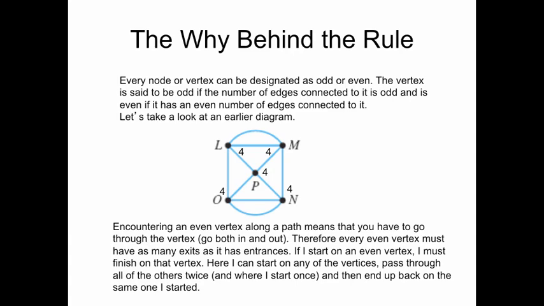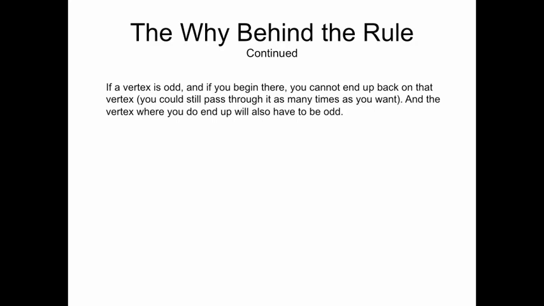Let's take a look at another situation. If a vertex is odd and you begin there, you cannot end up back on that vertex, although you could still pass through as many times as you want. And the vertex where you do end up will also have to be odd.